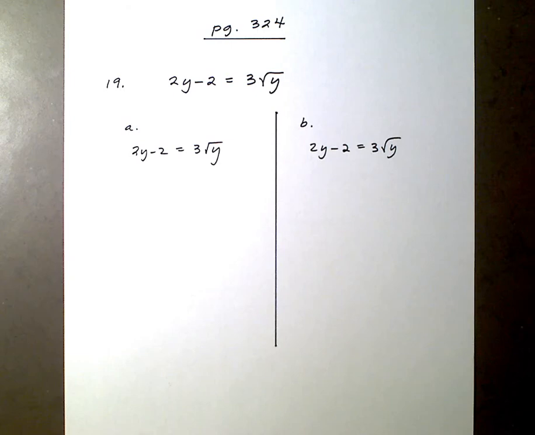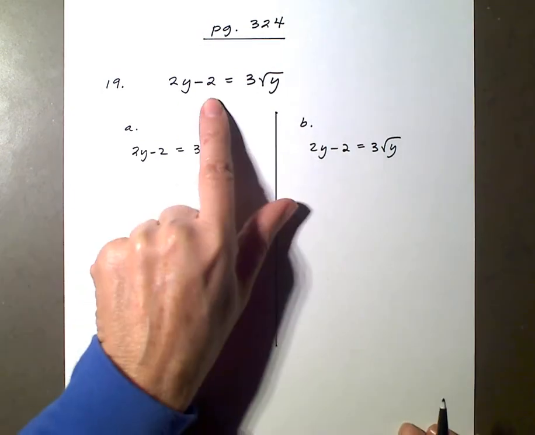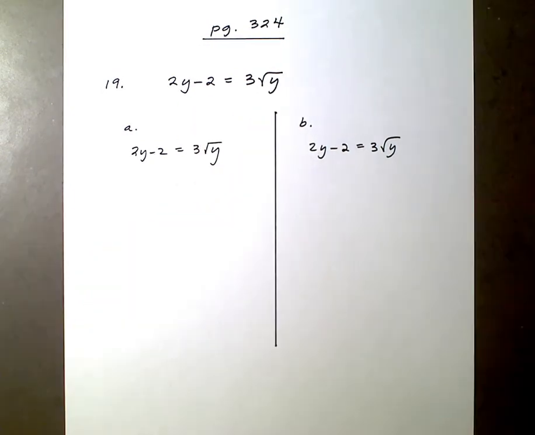This is page 324, number 19, and I have this equation, 2y minus 2 is equal to 3 times the square root of y, that I'm asked to solve two different ways. So first, in part A, I'm asked to solve this by squaring both sides of the equation.